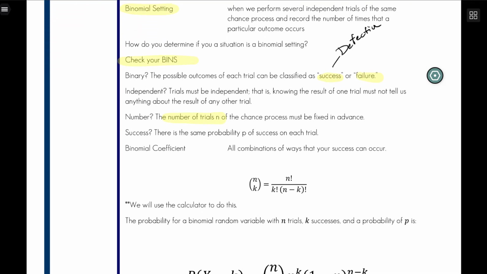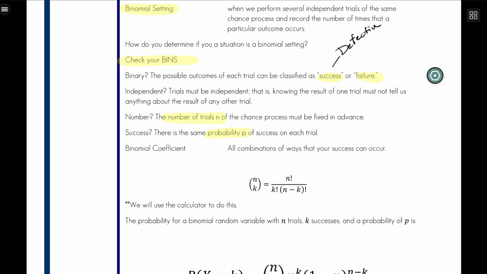The next thing we check is success. Do we have the same probability of success for every single outcome, right? So basically, again, it goes along with that idea of independence. Your probability p of success on each trial must be the same for each one. Okay? So if that's the case, then we can look at something that's going to be a binomial setting, and we can use this super cool binomial probability formula.